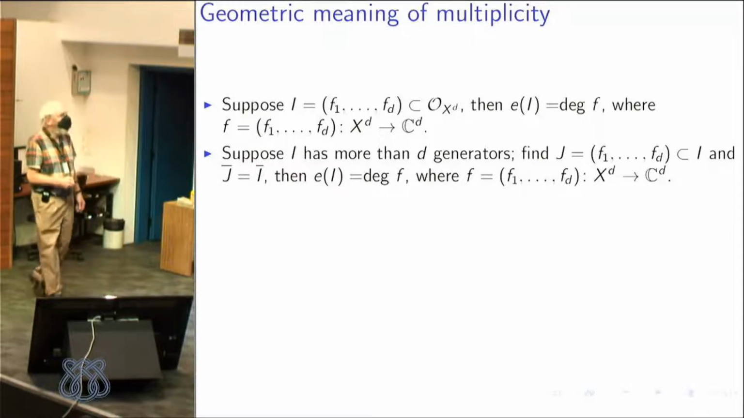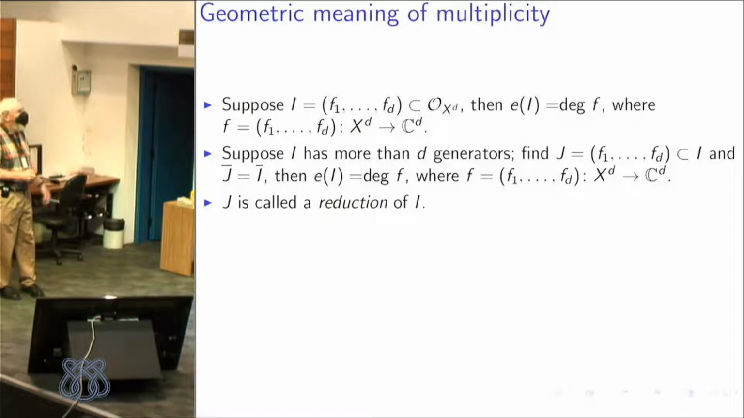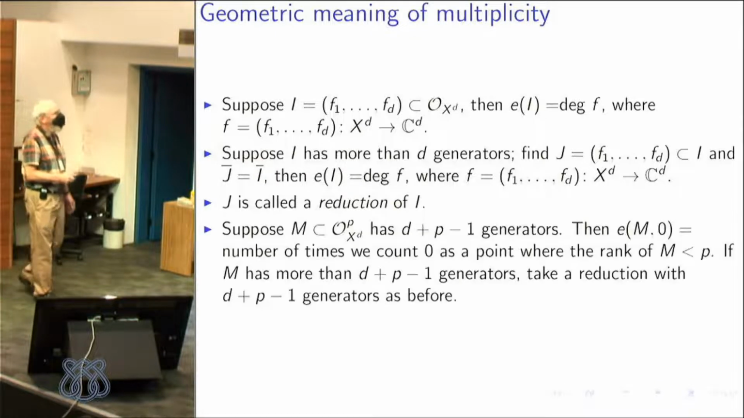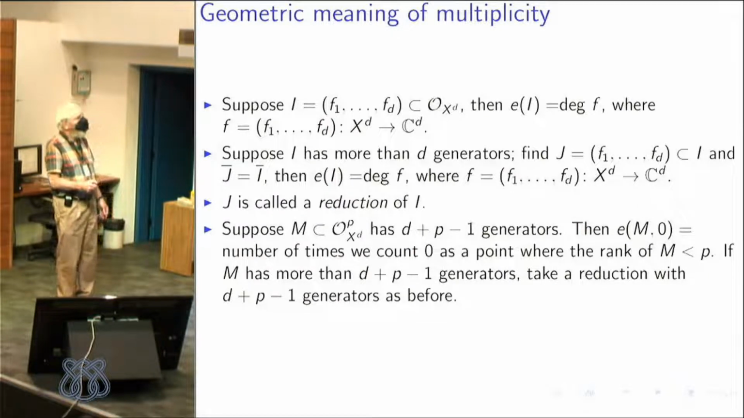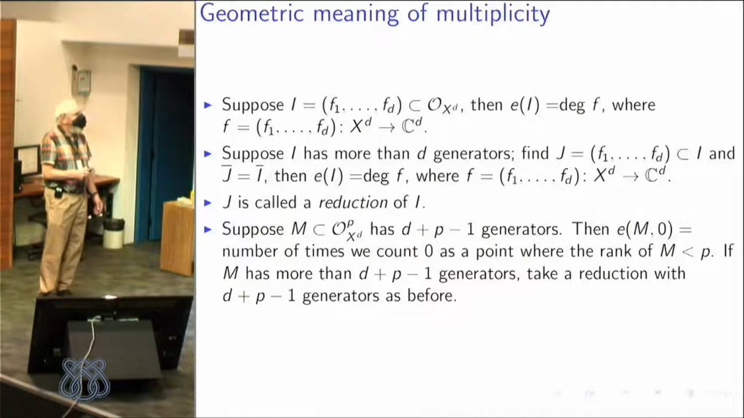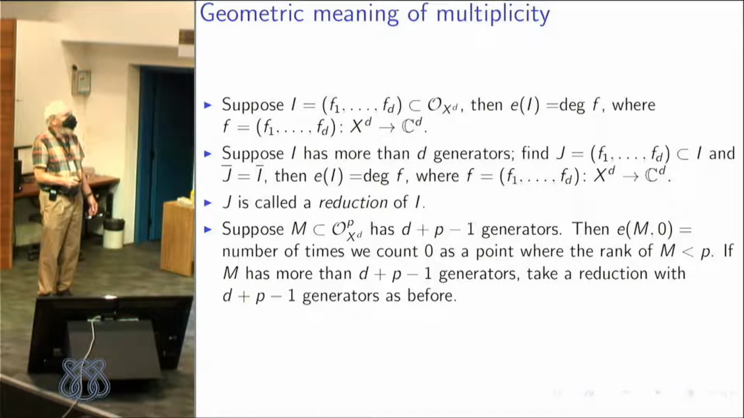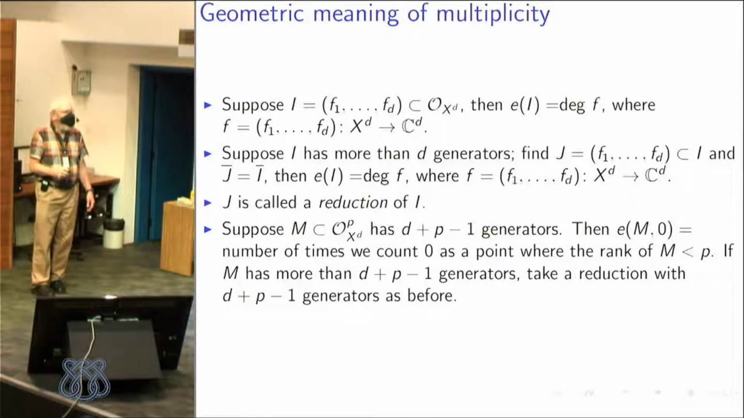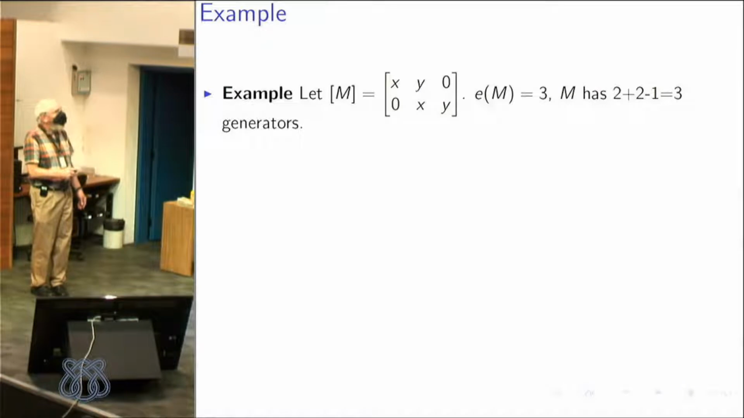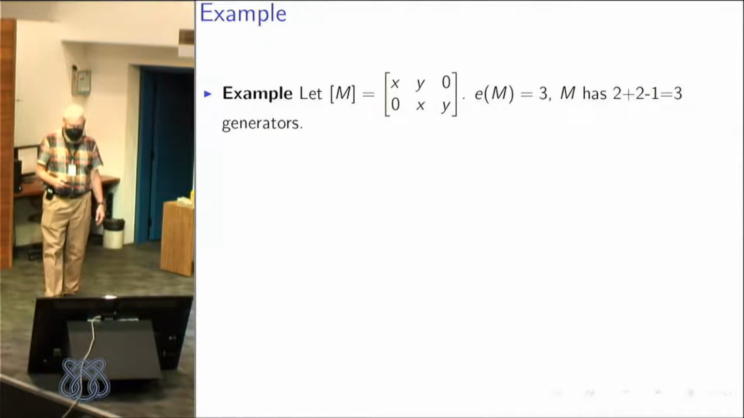But what about modules? We call J a reduction of I. If a module has d plus p minus 1 generators, now the multiplicity is going to count the number of times 0 is the point where the rank of M is less than p. If M has more than d plus p minus 1 generators, we again take a reduction with the correct number of generators as before. So let's do an example so you can see what I mean by this.